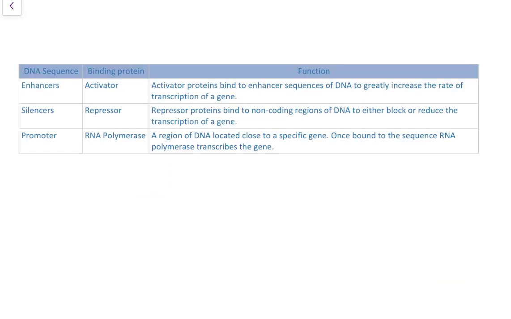So we've got three different major types of DNA sequence. We've just looked at a silencer, a sequence which works to help switch off transcription, where a repressor protein binds to this non-coding region and blocks or reduces transcription. The other thing we could have is an enhancer region, where an activator protein would come along, bind to the enhancer, and then there would be an increase. So this is only one direction, an increase.